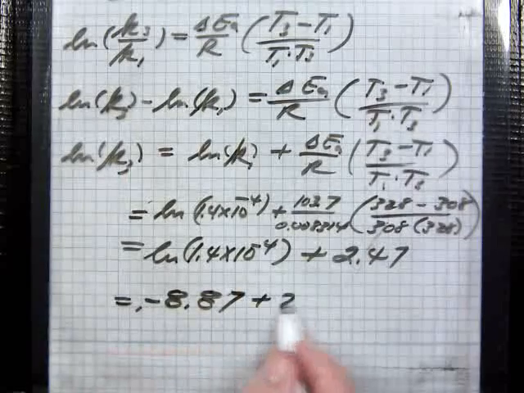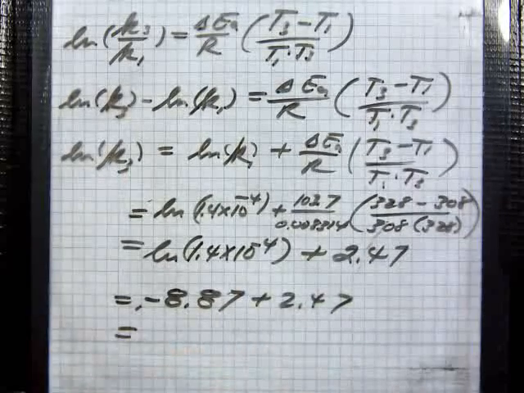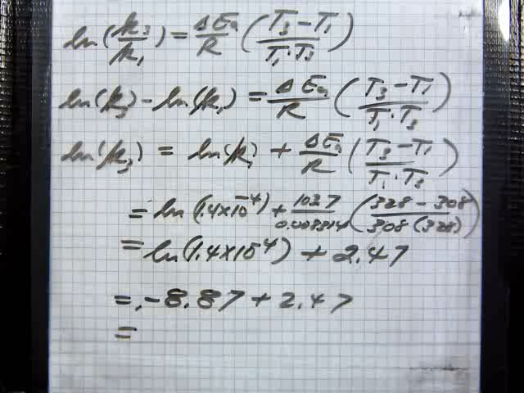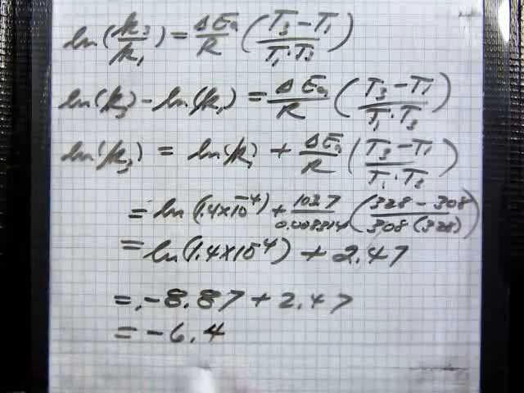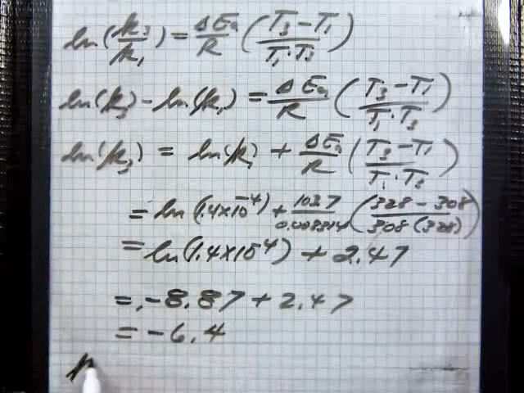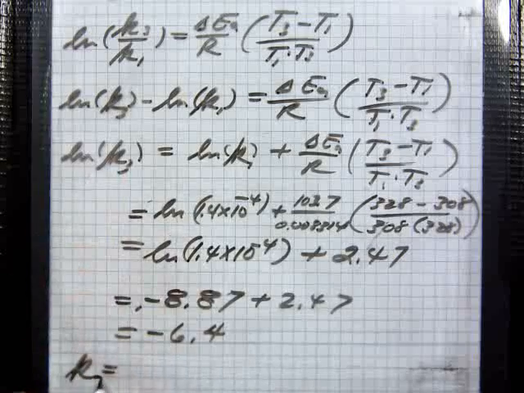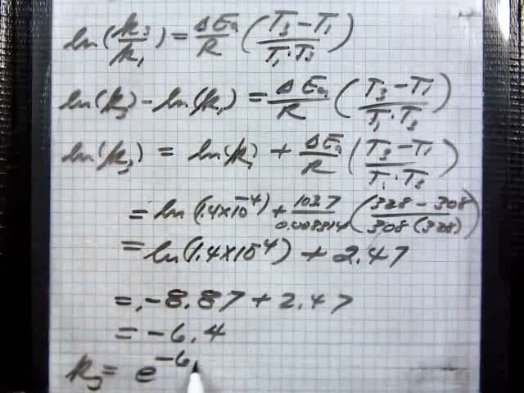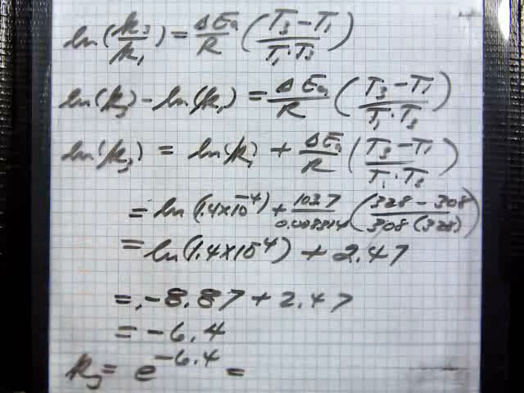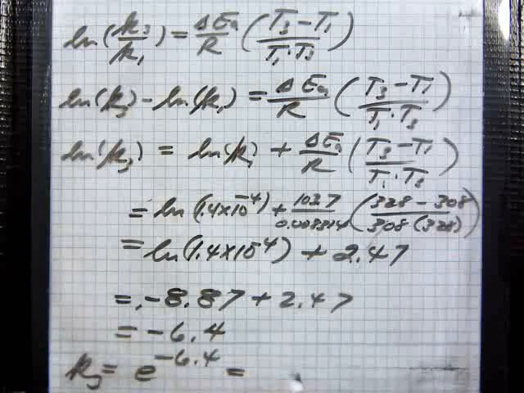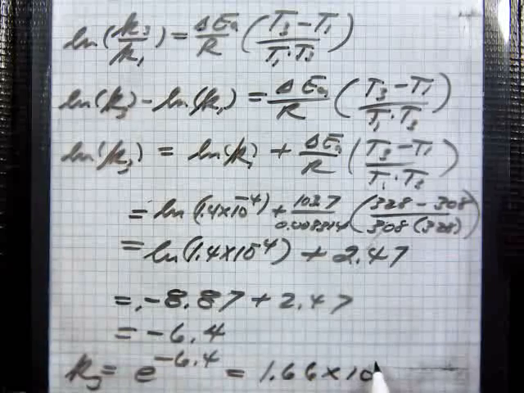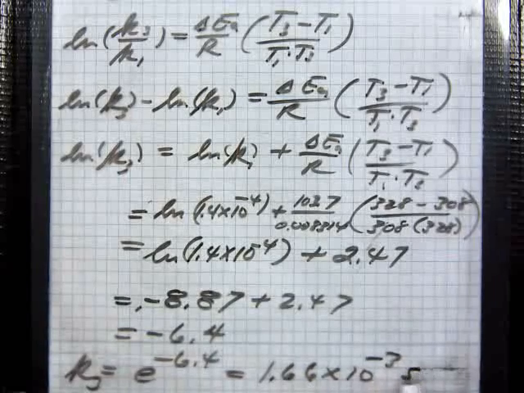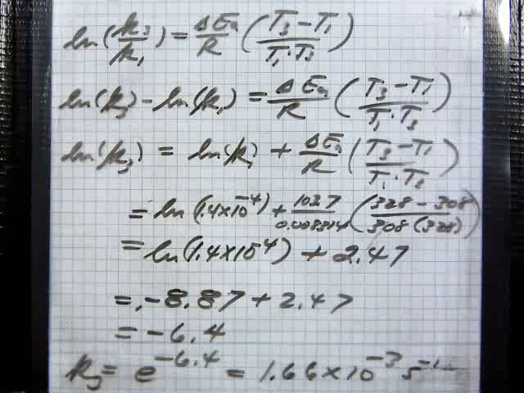7 plus 2.47, and we have a negative 6.4. And so when we solve for k now, out of k3, it's e to the minus 6.4. And so second e to the x, second scientific, that's 1.66 times 10 to the minus 3 seconds to the minus 1 is the outcome.